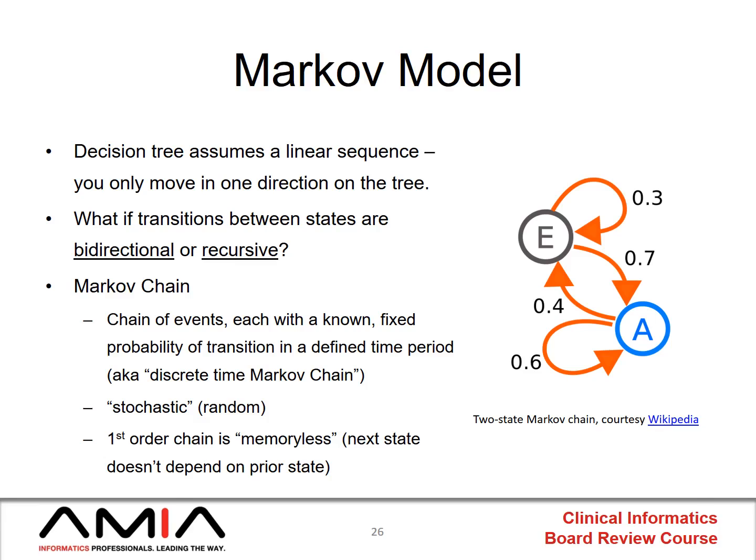There are ways to do it where you can incorporate some memory into the system, such that transitioning from one state to the other is influenced by your previous state. But for the simplicity of this model, we're not going to do that. And that's known as a first order or memory-less Markov chain. What you can see here on the right is a two-state Markov chain. There are two states, one called E and one called A. All of those arrows have a little number next to them, which shows you the probability of transition from one state to the next within a certain time period.